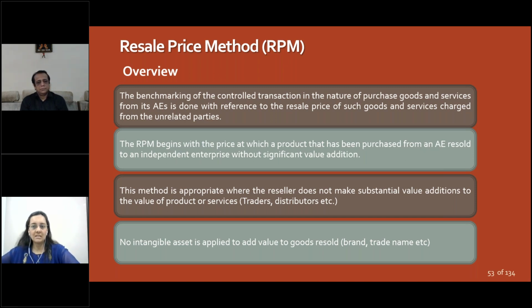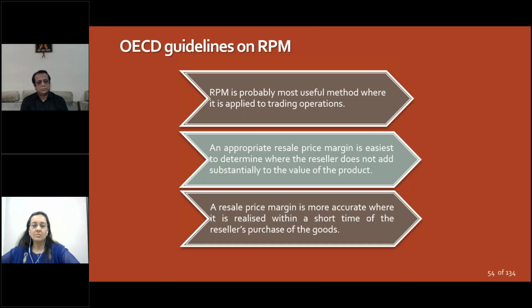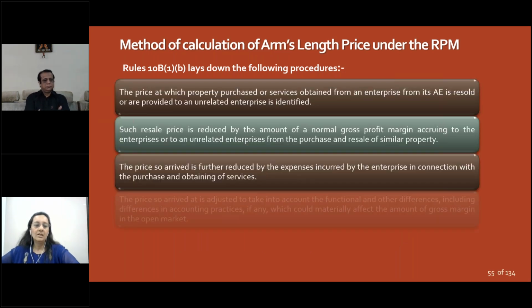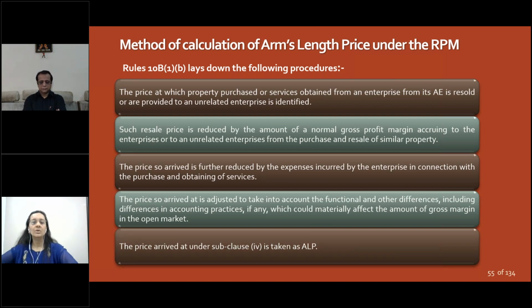So resale price is the most useful method for trading operations. It's easiest to determine when the reseller does not add substantial value, and it is more accurate when resale is realized within a short time of the reseller's purchase of goods. So a reseller, a person who purchases goods and resells them without substantial value addition to a third party, is where RPM can be applied.